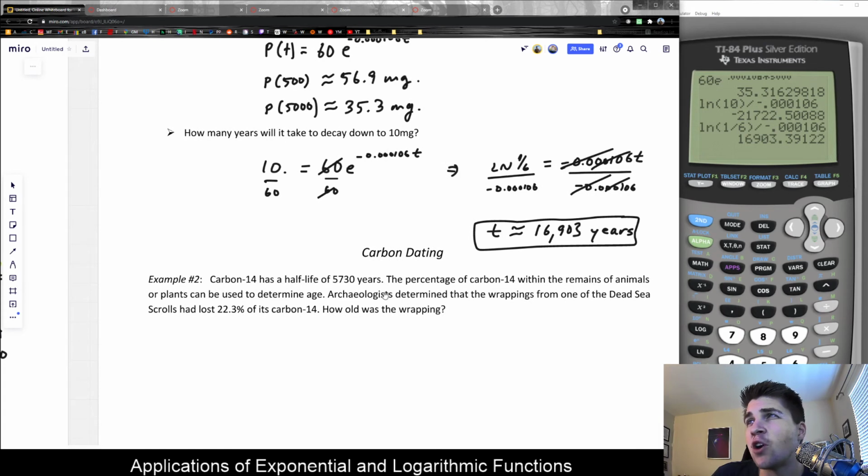It says the percentage of carbon-14 within the remains of animals or plants can be used to determine age. Archaeologists determined that the wrappings from one of the Dead Sea Scrolls had lost about 22.3% of its carbon-14. How old was the wrapping?